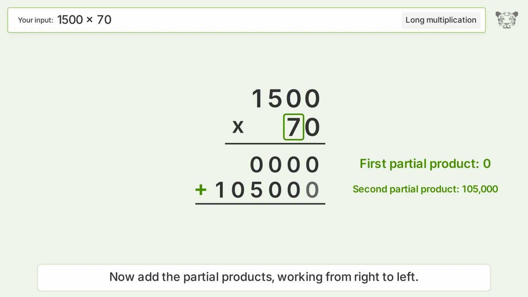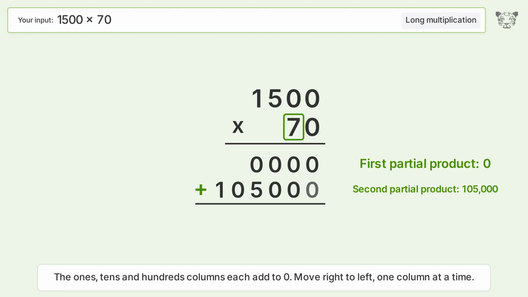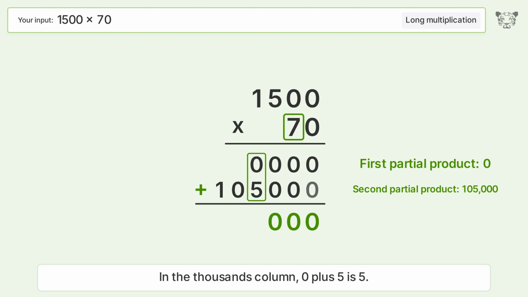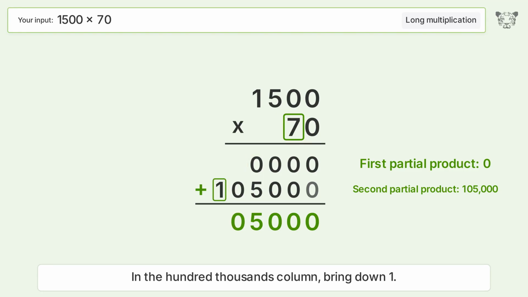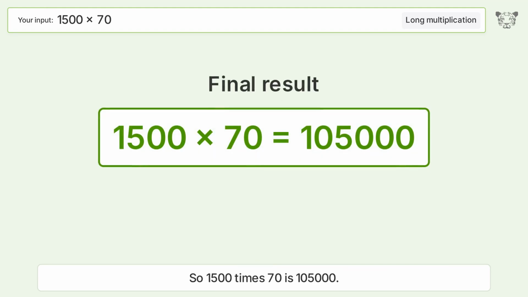Now add the partial products, working from right to left. The ones, tens and hundreds columns each add to 0. Move right to left, 1 column at a time. In the thousands column, 0 plus 5 is 5. In the 10,000s column, bring down 0. In the 100,000s column, bring down 1. The product of the whole numbers is 105,000. So 1,500 times 70 is 105,000.